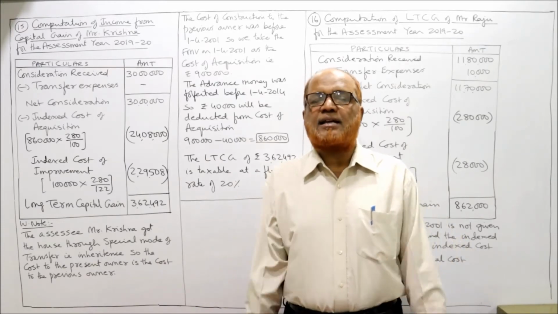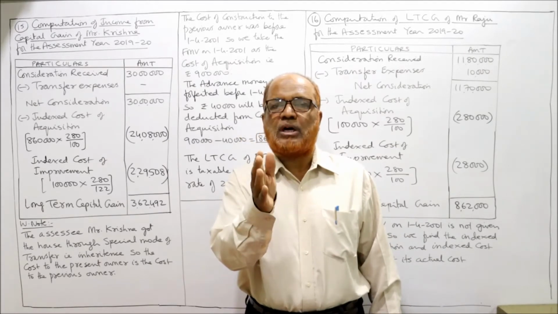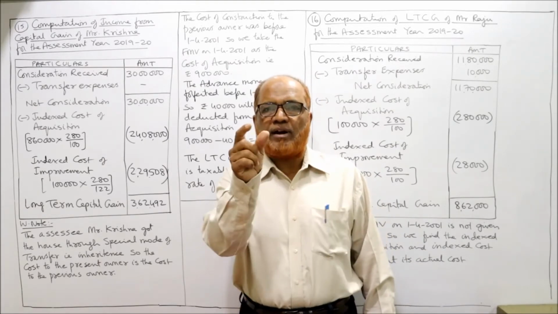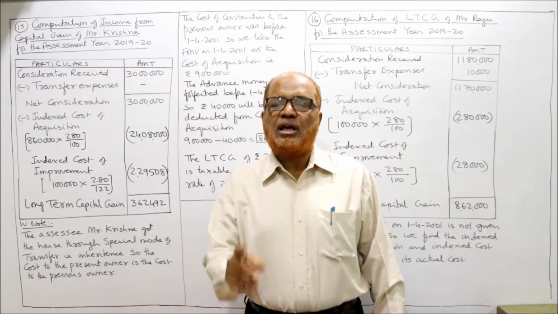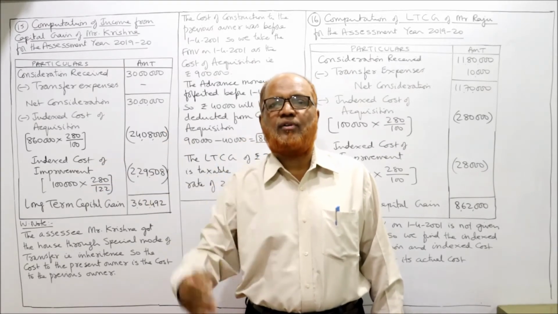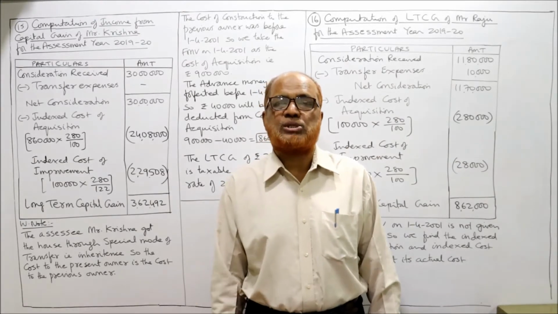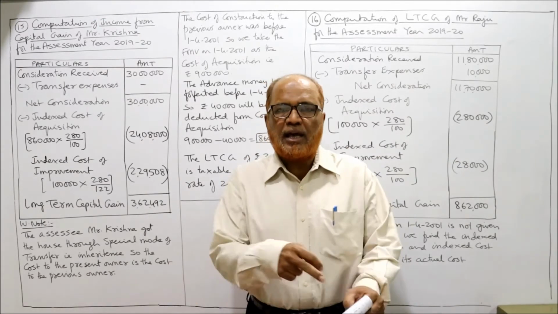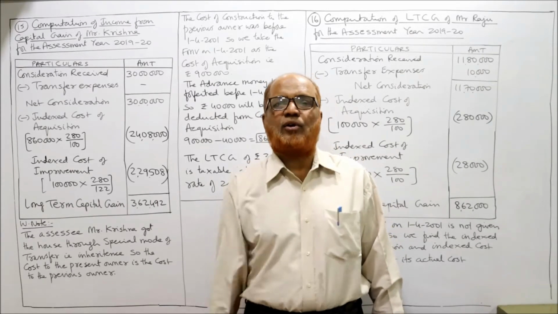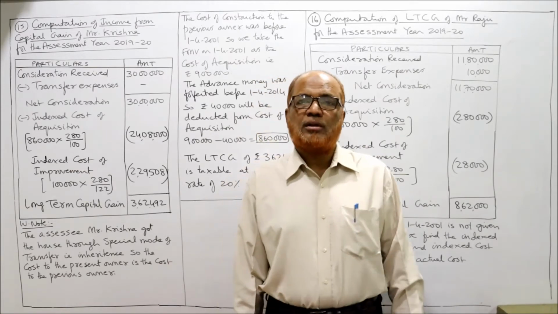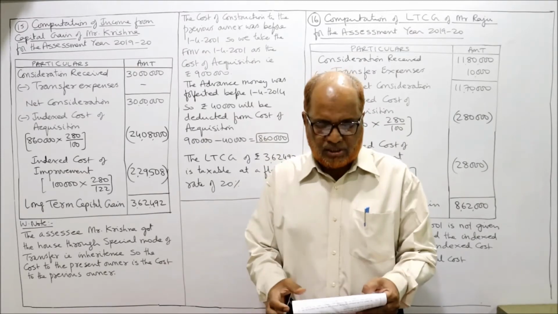Now, Income Tax Act has given the provision, if the advance money is forfeited before 1/4/2014, then advance money will be deducted from cost of acquisition. If advance money is forfeited after 1/4/2014, then it will be taxable under income from other sources. That point you remember. Here in our problem, the advance money was received and forfeited before 1/4/2014. So this advance money 40,000 will be deducted from the cost of acquisition.